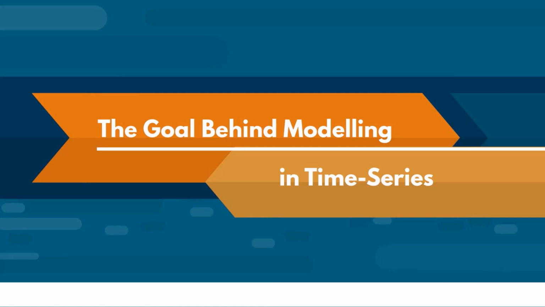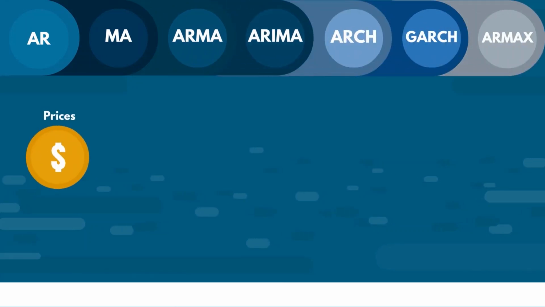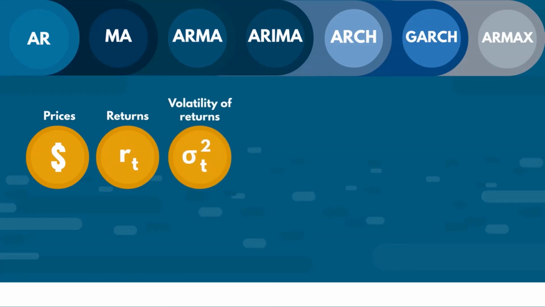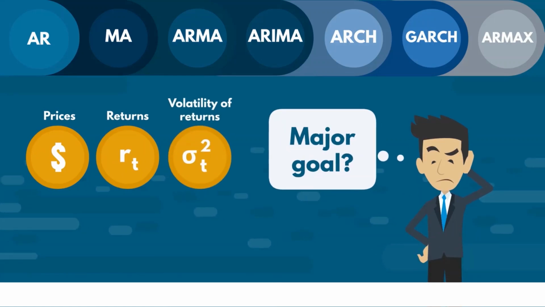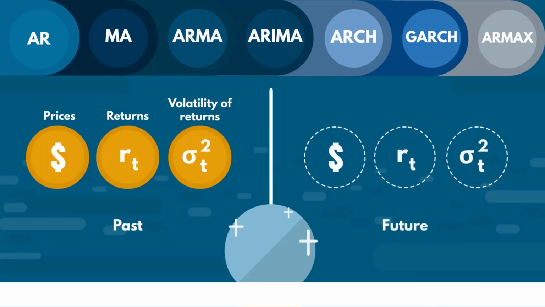Hello again. Let's sum up what we've done so far. We went through plenty of models, such as the ARIMA, ARCH, and GARCH, and saw how they measure prices, returns, and volatility of returns. But what was the major goal of this whole exercise? Well, we did all of this so we could try and forecast these values into the future.